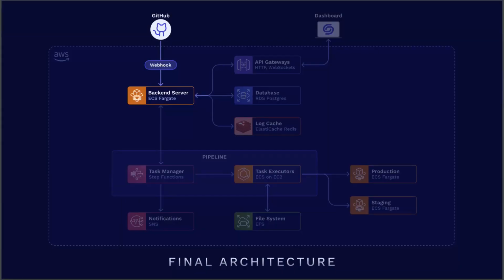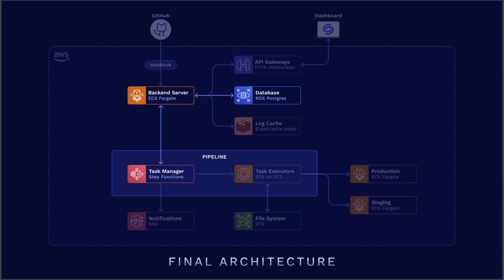All right, let's start with the flow from source to production, and we'll begin from the top left. So first of all, whenever code is updated, GitHub sends a webhook to the backend, which is an Express server running on Fargate. The backend then retrieves the pipeline data that it needs from a Postgres database.